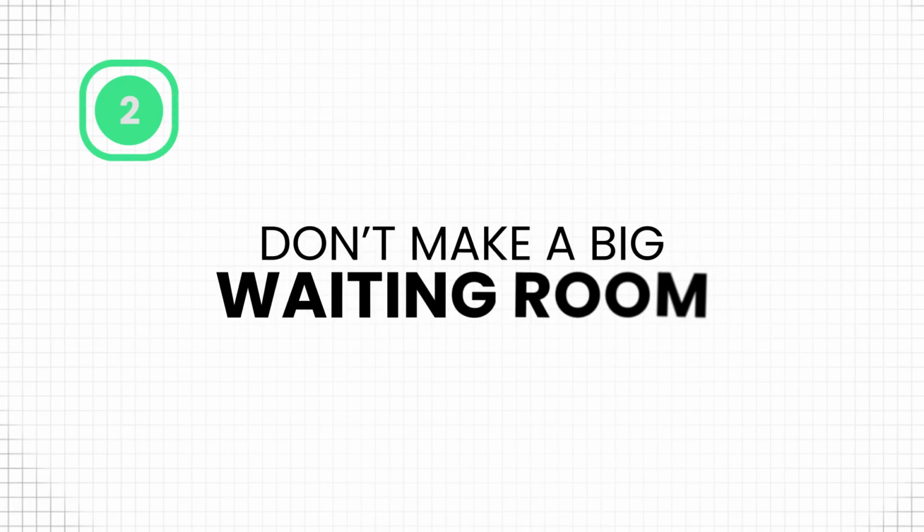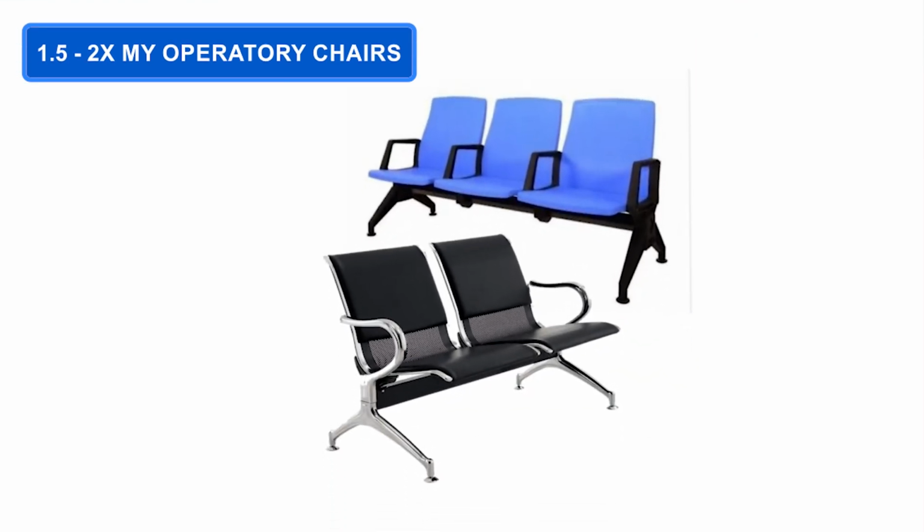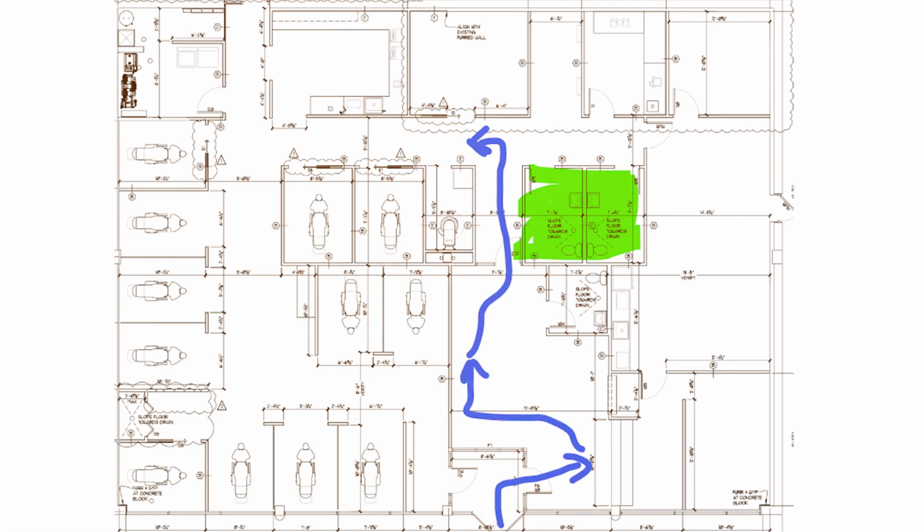So pro tip number 2. Don't make a big waiting room. The trend back in the day, I guess, was to make a really big waiting room and put fish tanks in. I don't know why. But lately, I'm starting to see the opposite of that and dentists making really tiny waiting rooms. So what's the golden ratio? Well, how I determine how many waiting room chairs is 1.5 to 2x my operatory chairs. So as long as you can fit the waiting room chairs in there, then I think it's a good place to start. Next, the patient goes into the hallway towards the operatories.